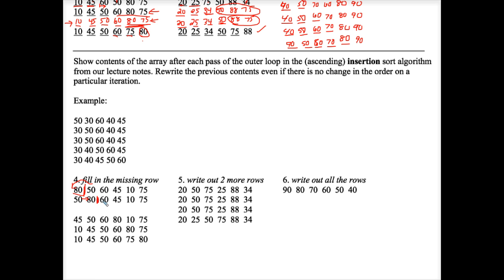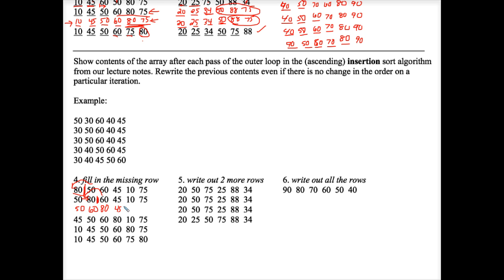The dealer deals you a 60. The 60 is compared with the 80. It's less than that. The 60 is compared with the 50. It's greater than that. So the 60 needs to be inserted in between those two elements. The 80 shifts right. The 60 plops in there in between, and the 50 stays where it was. And that's what happens on that outer loop iteration.